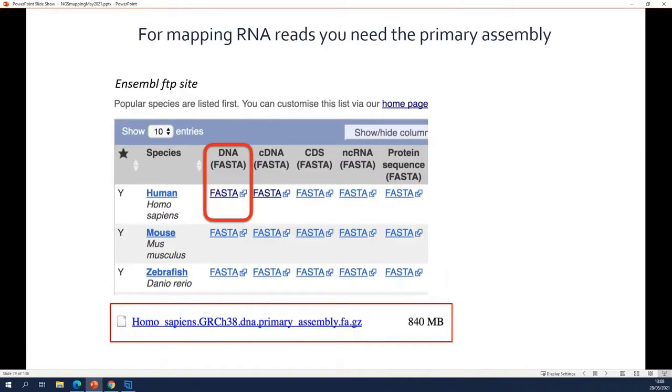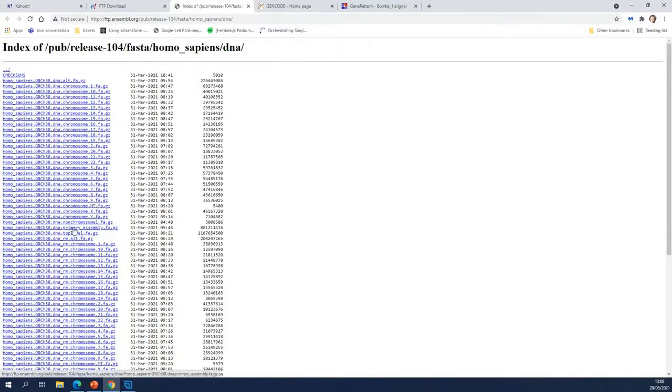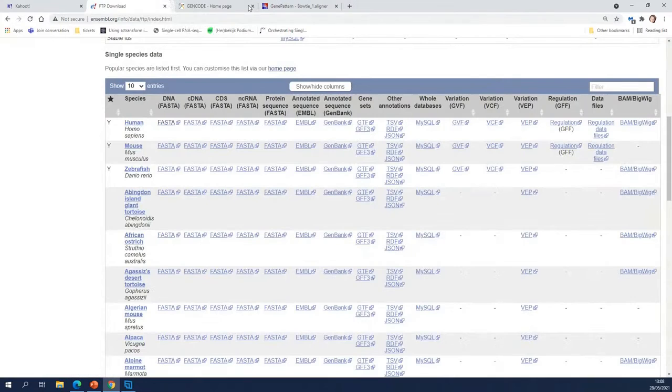Where do you get these files? You either go to our friend Ensembl, you go here for the FASTA file, and you go for the primary assembly, so this one. And then you go to the corresponding GTF file and you download it.